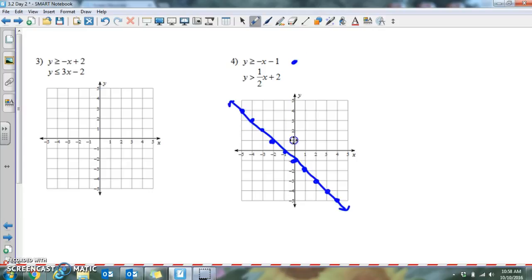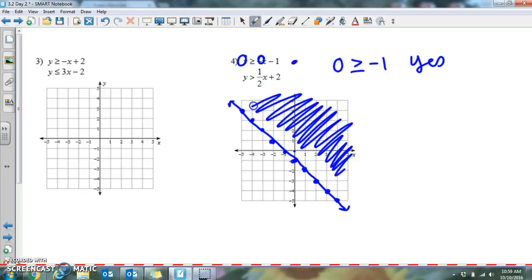And I'm going to figure out where to shade. So I'm going to plug in the test point 0, 0, which is right here. So I put 0 in for x, 0 in for y, and I have 0 is greater than or equal to negative 1. So 0 greater than or equal to negative 1. Yes. So I'm going to shade where 0, 0 is, and I'm going to shade this side. If that was a no, you would shade the other side. We did a lot of those yesterday. If it was a no, you shade the other side. But because it's a yes, I do shade the side that has the 0, 0.